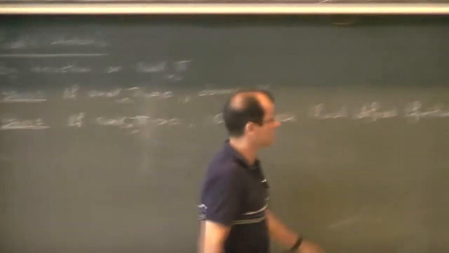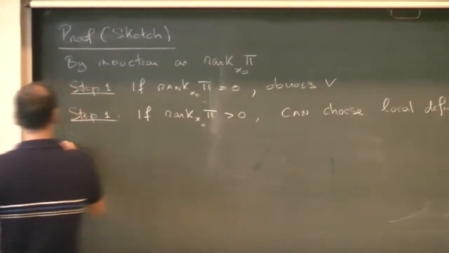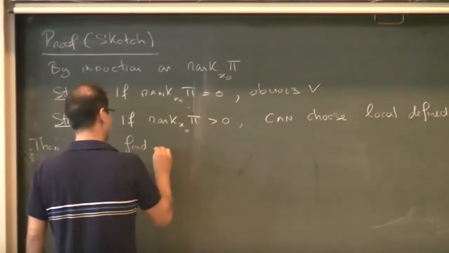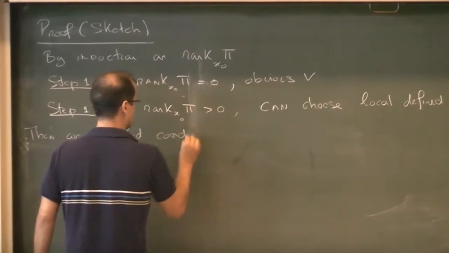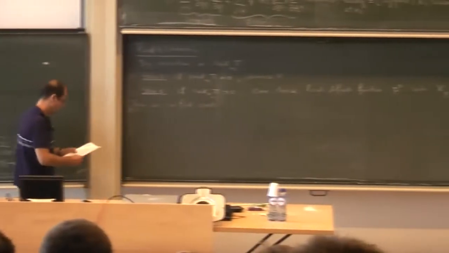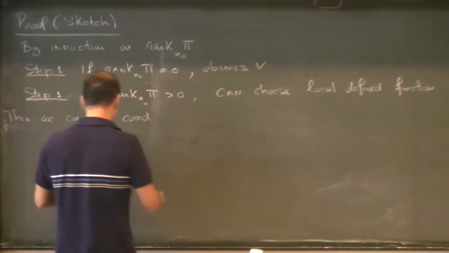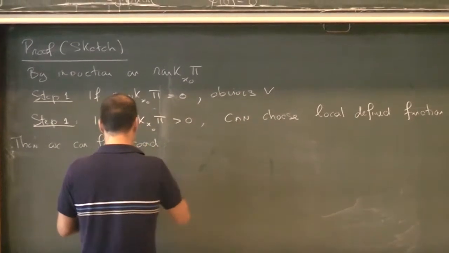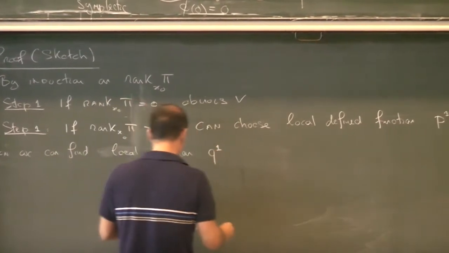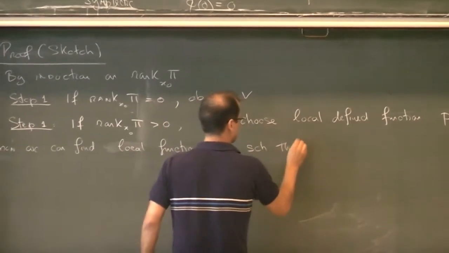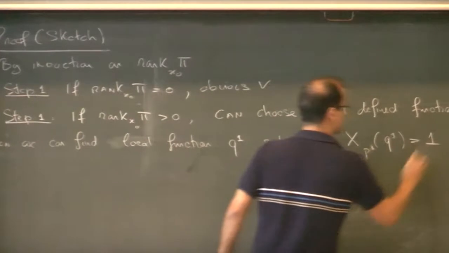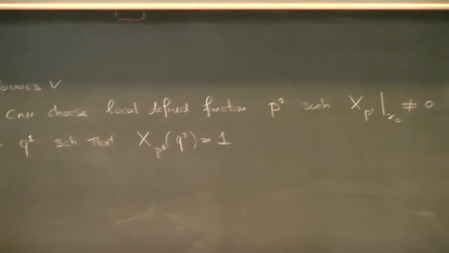Okay, now if I have a vector field which is non-zero, I can try to straighten it out. So then we can find, let me use the same notations I have in the notes so that I don't make a big mess, a local function q1 such that when I compute this vector field X_p1 on q1, I get 1. Okay? So this is done by straightening out this vector field.